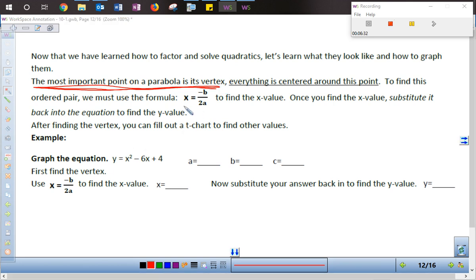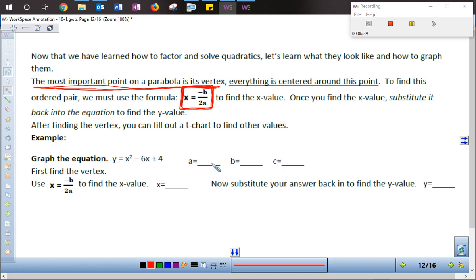Now, to find the vertex, it's actually a nice little formula that we're going to use. X equals the opposite of B over 2 times A. So let's look at this example equation. It says graph the equation of y equals x squared minus 6x plus 4.